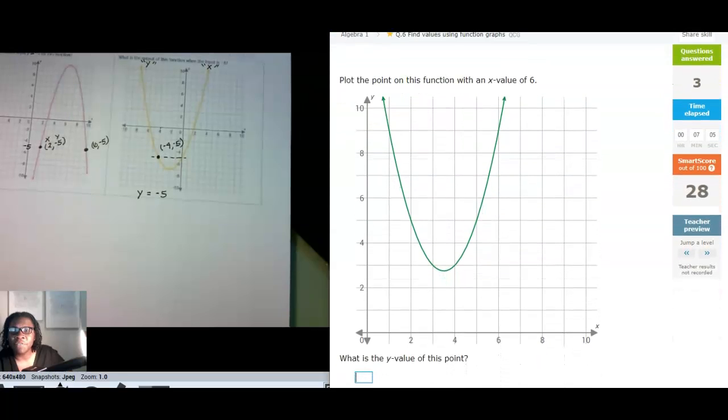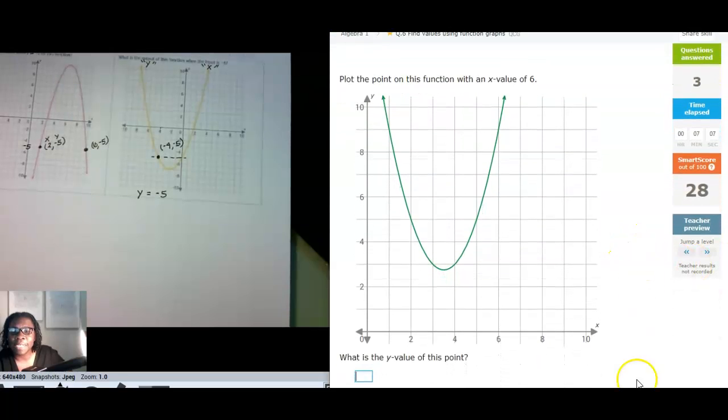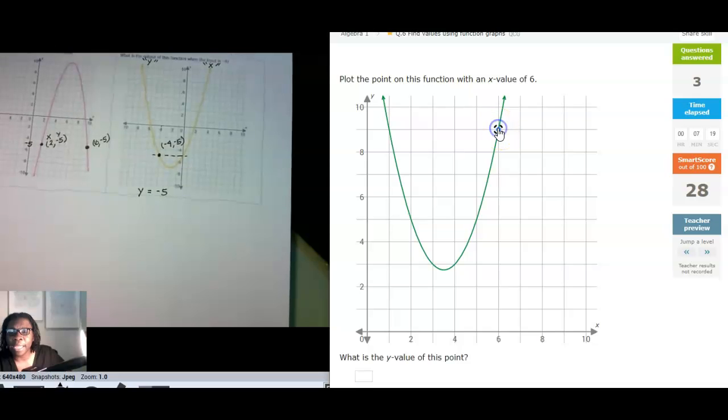Plot the point on this function with an x value of 6. So again, we come along the x-axis, we get to 6. Then we're going to take our cursor and go all the way up until we hit the quadratic function. And we hit it right here at positive 9.